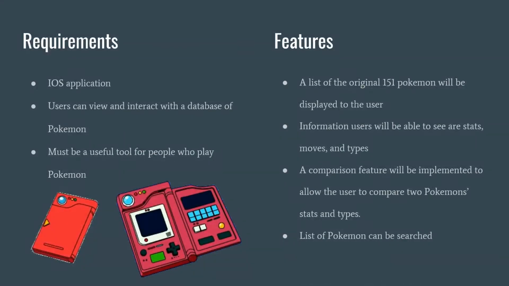Original requirements included that the app was to be coded in Swift and used on iOS. It also required that users can view and interact with the database of Pokemon and access the information tied to whatever Pokemon they'd like. Finally, and most importantly, we wanted it to be a useful tool for people who played Pokemon. Some of the features we promised were to list the original 151 Pokemon, as well as all the information about their stats, moves, and types.